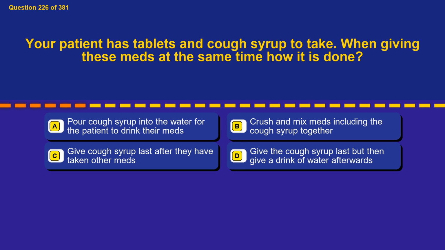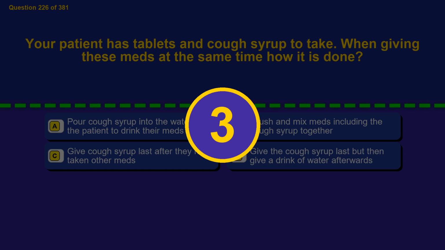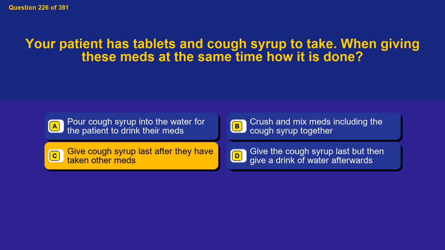Question 226. Your patient has tablets and cough syrup to take. When giving these meds at the same time, how is it done? Option A. Pour cough syrup into the water for the patient to drink their meds. Option B. Crush and mix meds including the cough syrup together. Option C. Give cough syrup last after they have taken other meds. Option D. Give the cough syrup last but then give a drink of water afterwards. The correct answer is option C. Give cough syrup last after they have taken other meds.